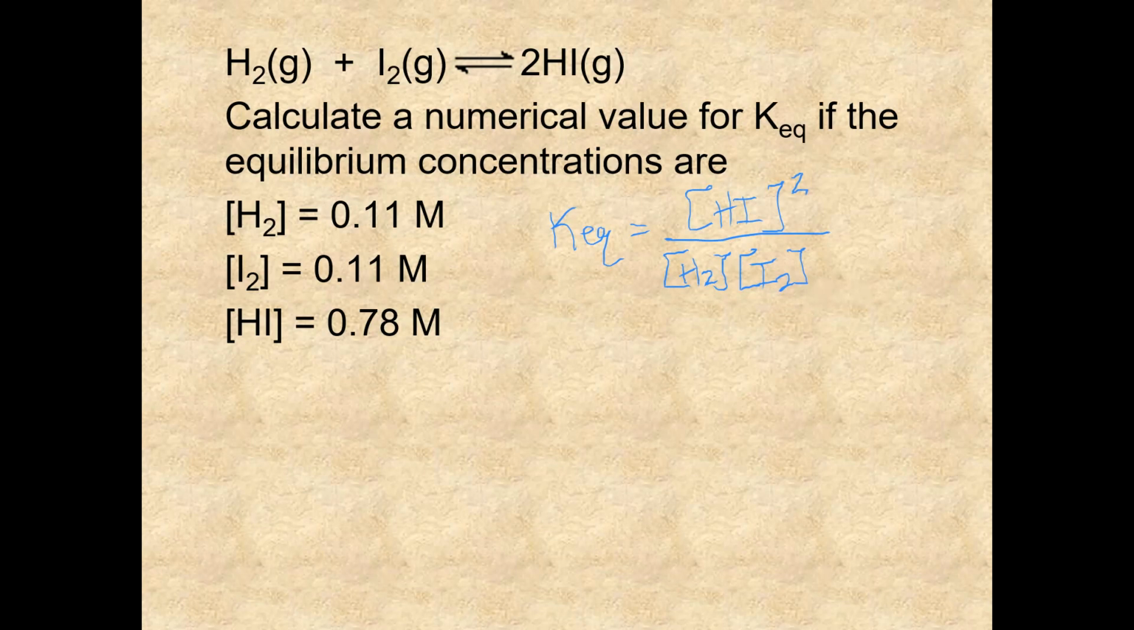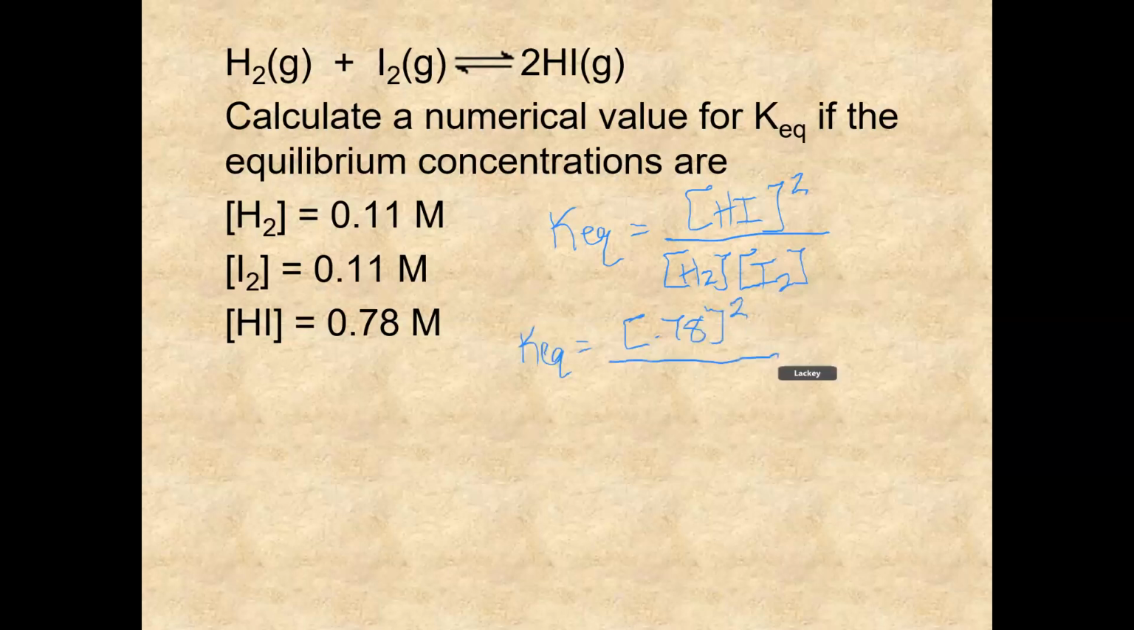So we can plug in our known values and then put this in the calculator. The hydrogen iodide is 0.78. A common mistake is people will start plugging in numbers and forget to carry over their exponents, so make sure that you carry down those exponents as you go. That is going to be over our hydrogen, which is 0.11, times our iodine, which is 0.11.